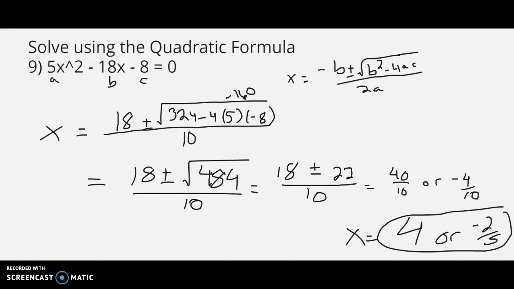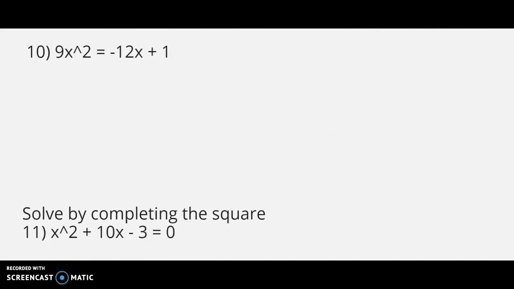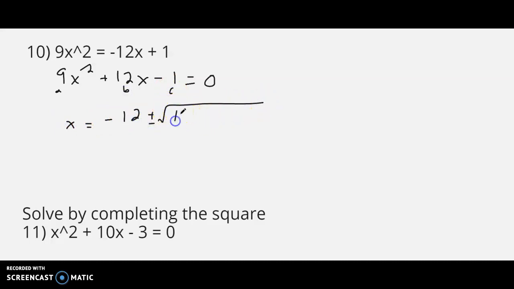All right, let's try it again here. One last problem. Get everything to one side. 9x squared plus 12x minus 1 equals 0. Notice your a, b, and c. x equals negative b, negative 12, plus or minus the square root of b squared. 12 squared is 144. Minus 4 times the 9 times the negative 1. All over 2a, which is all over 2 times 9, 18.